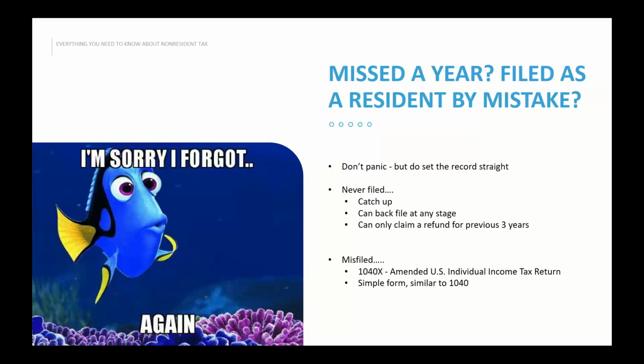So when you may have forgotten to file for previous years, you can catch up and backfile at any stage, and we would recommend doing that as soon as possible. So the good news is that the IRS are happy to issue you your refund if you're due one in the previous 3 years. So there could be money waiting with the IRS in the form of a tax refund waiting to be issued to you. And the only opportunity to claim that is through filing your tax return.